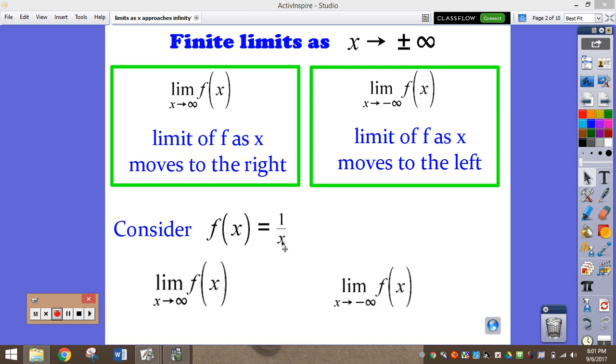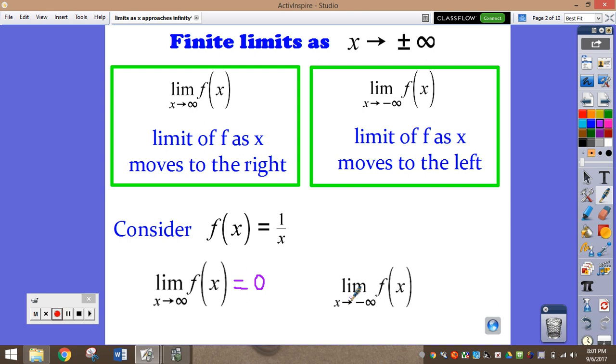You're going to have like 0.000000000 something if you converted it to a decimal. And so as I move infinitely to the right, this function 1 over x will get closer and closer to 0. So the limit of 1 over x as x approaches infinity will just be 0.